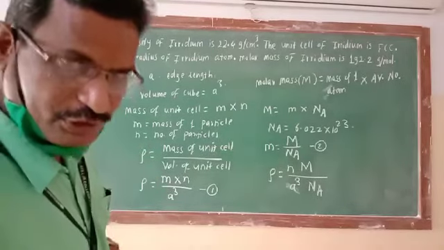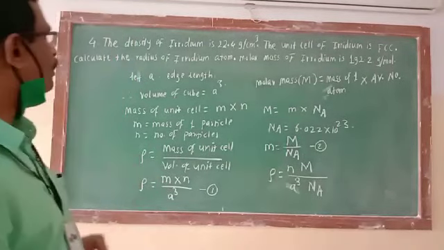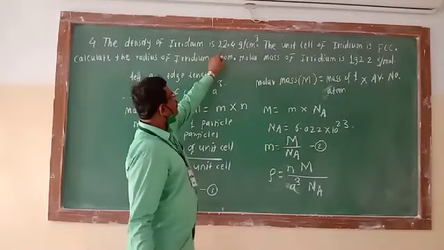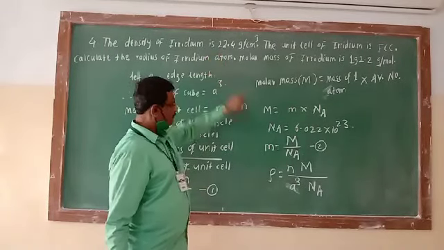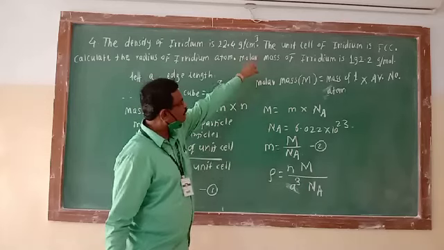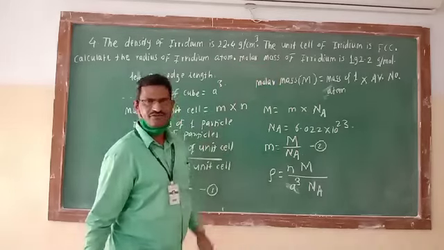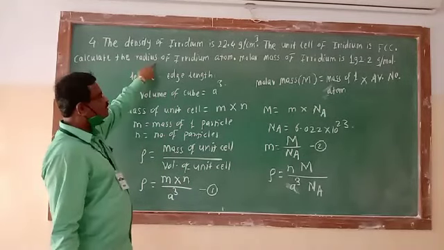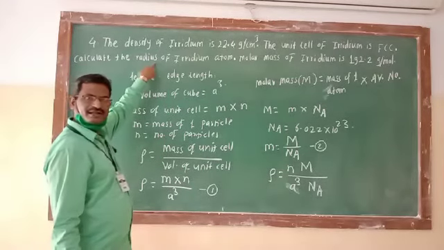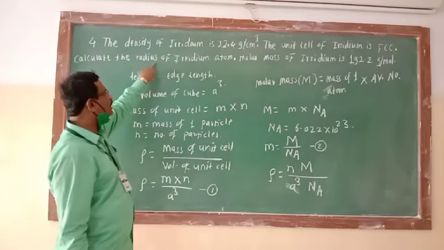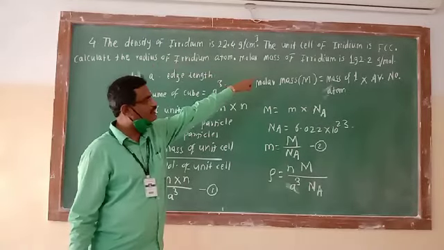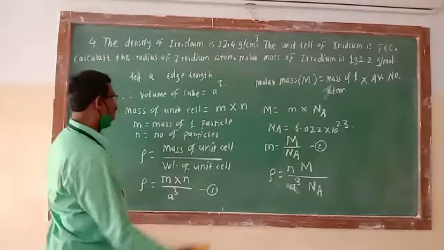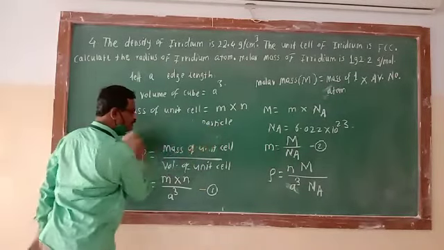So now let us continue with problem number 4. The density of iridium is 22.4 given, which means rho is given. The unit cell of iridium is FCC, face centered cube. Then calculate the radius of iridium atom. That is R, which we have to find out, and molar mass of iridium is given as 192.2 gram per mole. So now let us solve that problem.